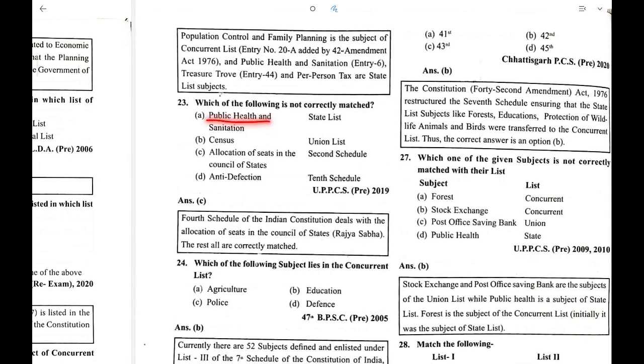Now public health and sanitation, which we have to tell which of the following is not correctly matched. Public health and sanitation is a matter of state list, census is a matter of union list, and allocation of seats in the council of minister is mentioned in 2nd schedule. This is wrong. It is mentioned in 4th schedule. whereas anti-defection is mentioned in 10th schedule.